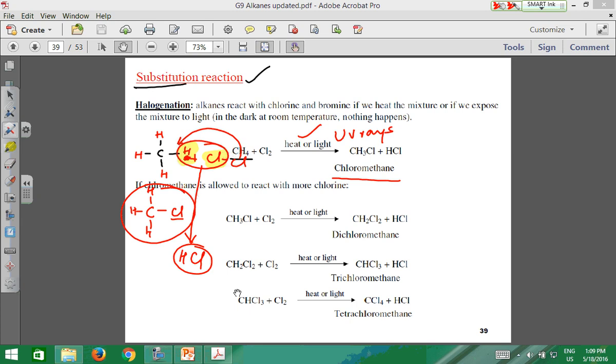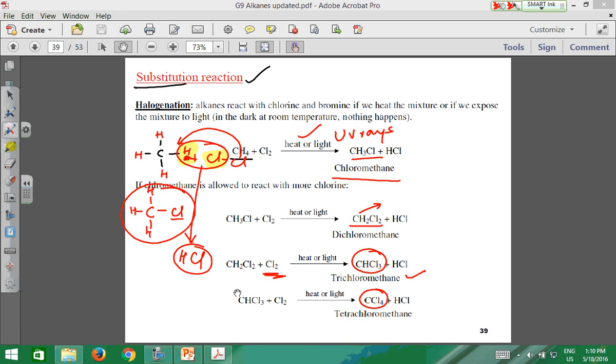Continuously, if I go with this again, another Cl will come and replace one hydrogen, and it becomes CH2Cl2. With this molecule again one Cl will come here, then again CHCl3, again CCl4. This is called carbon tetrachloride. And this is trichloromethane. They are all important compounds. So this reaction is called a halogenation reaction, or this is also called a substitution reaction.